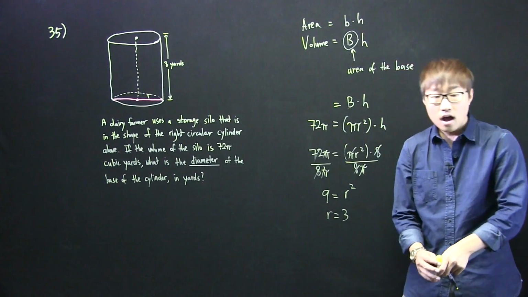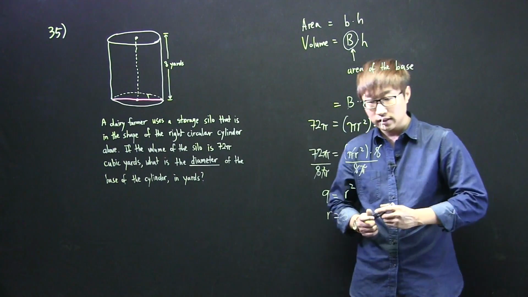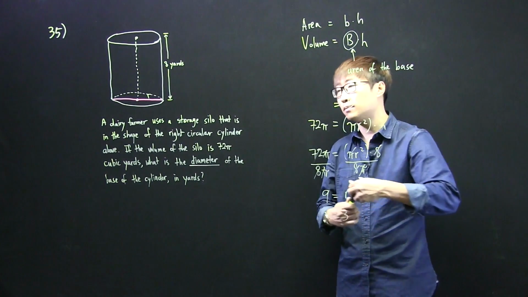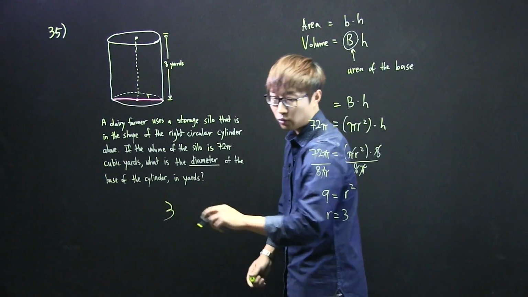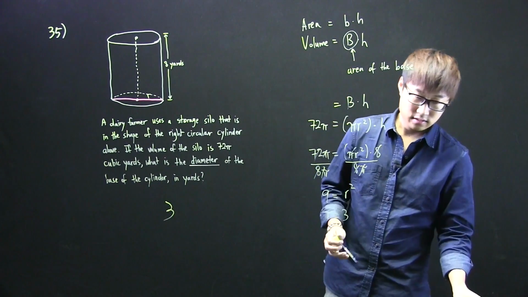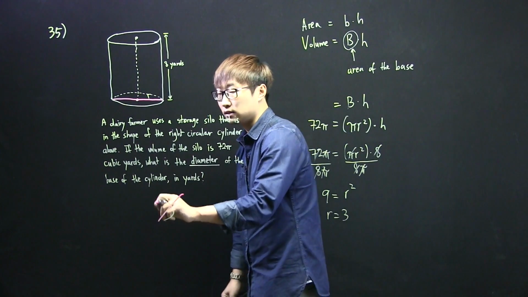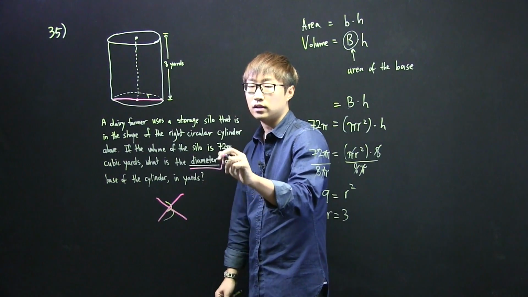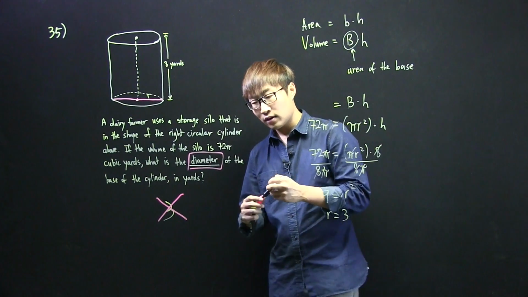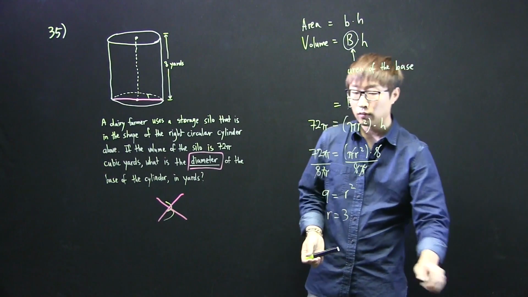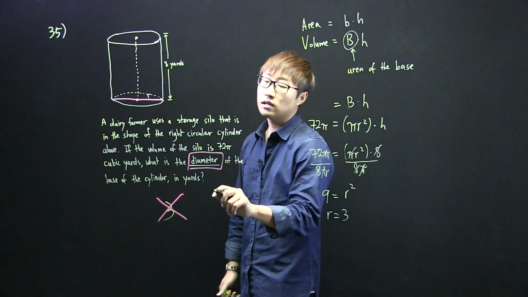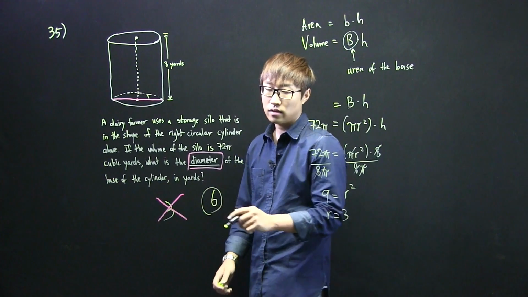Now, once again, a lot of people are so excited at this point and just put down the answer as 3. You know what? I used to make those mistakes all the time, and believe me, it's not fun. Please, please read the question carefully. It says diameter, and it's even underlined. So if the radius is 3, your answer should be 6 for the diameter.